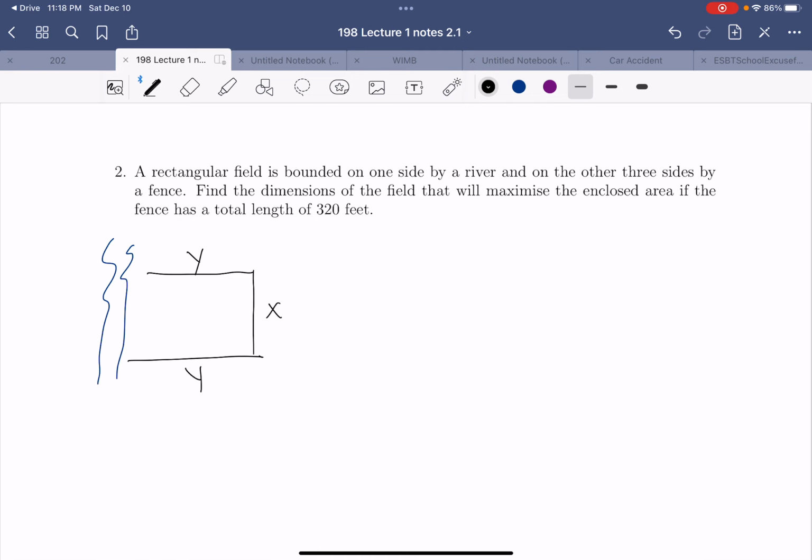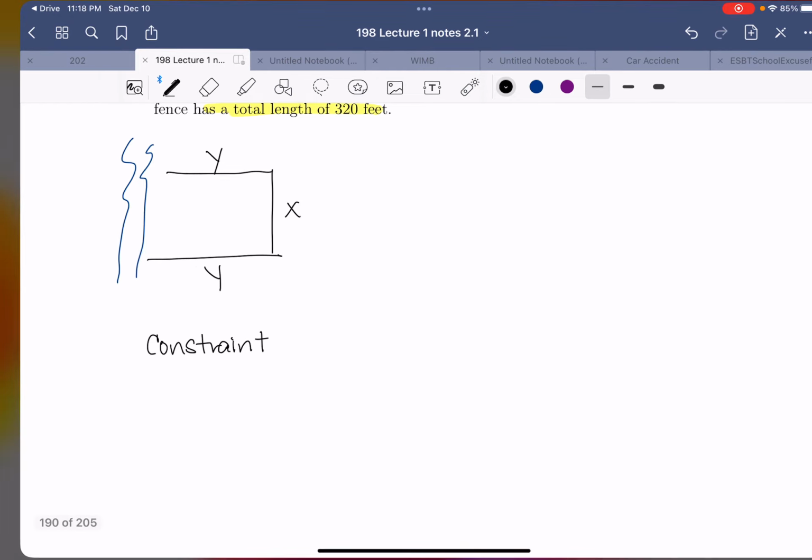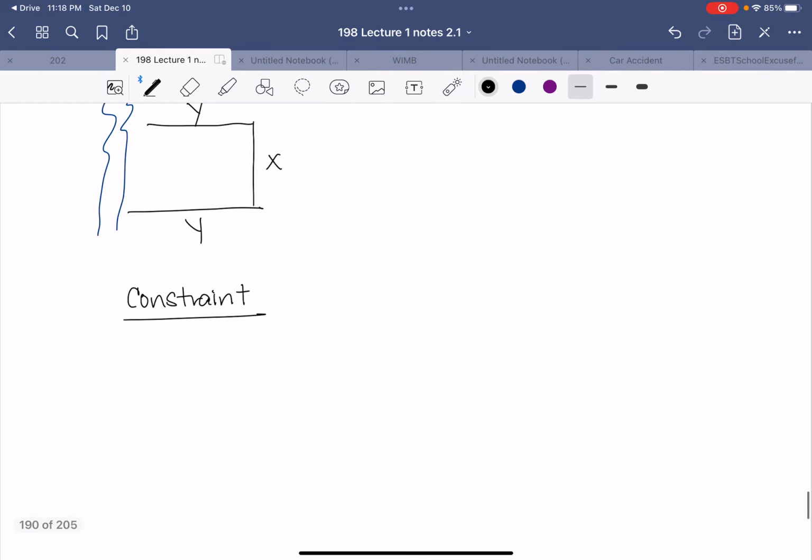And what we know is find the dimension of the field that will maximize the area if the fence has a total length of 320 feet. So you're adding up the perimeter in this case, your constraint. Your constraint is always given by the number that you're given. So in this case, the 320 feet. And that's the fencing, so that's my black areas. So x plus 2y has to be 320.